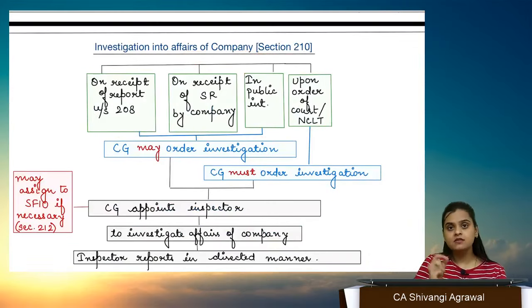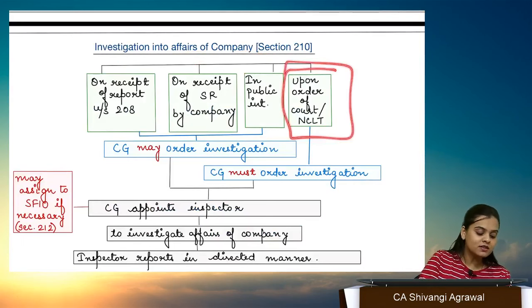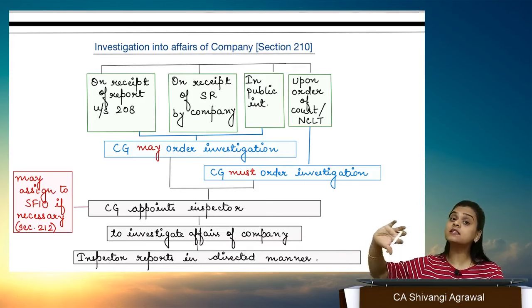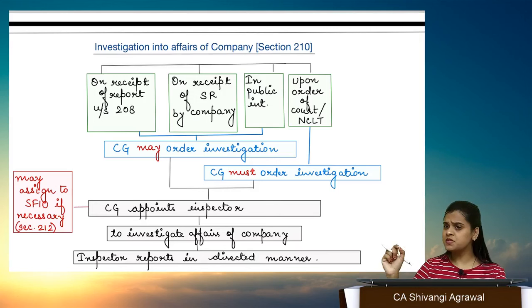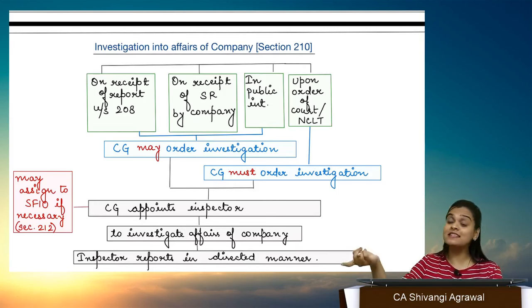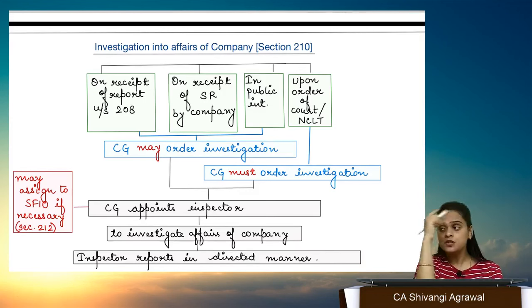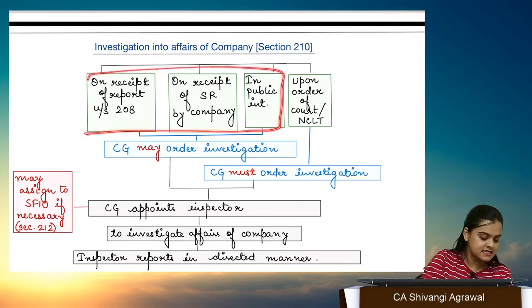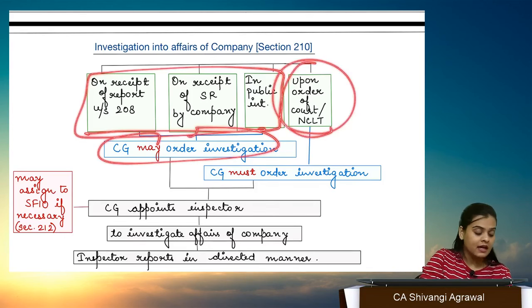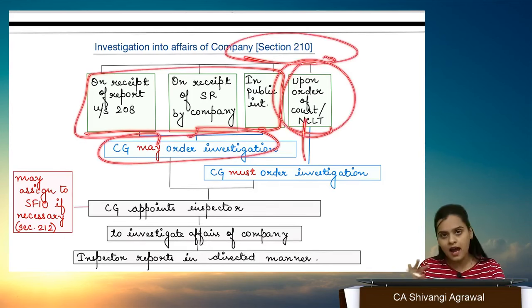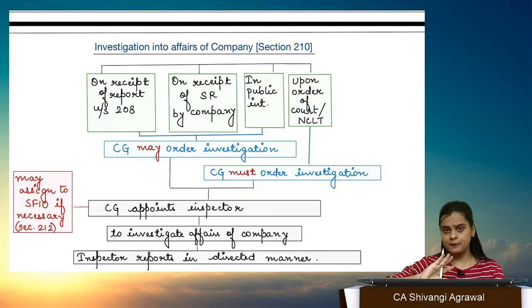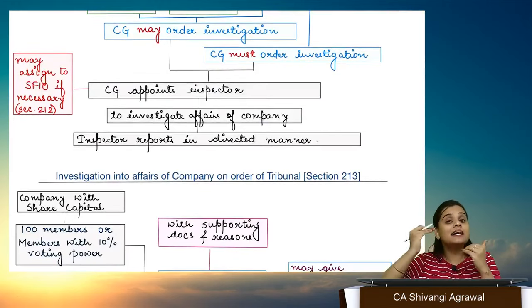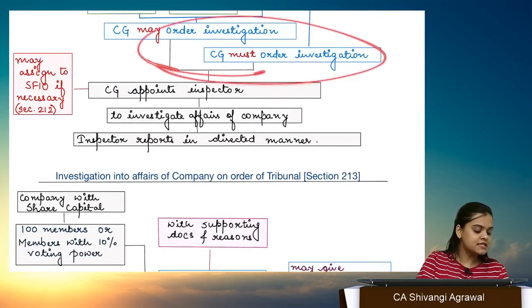there are four grounds on which investigation may be carried out by the central government. However, the fourth ground is that some proceedings are going on in front of NCLT where NCLT or the court discovers that this company has some serious issues and investigation must be carried out. So NCLT directs the CG to carry out investigation. Since an order is being passed, it is the duty of the central government to carry out investigation. So in the first three instances, the CG has a choice. In the last ground, as mentioned in section 210, the CG doesn't have a choice and must order investigation. So whether the CG may order or must order, the order of investigation has been passed. After passing the order of investigation, the CG appoints an inspector.